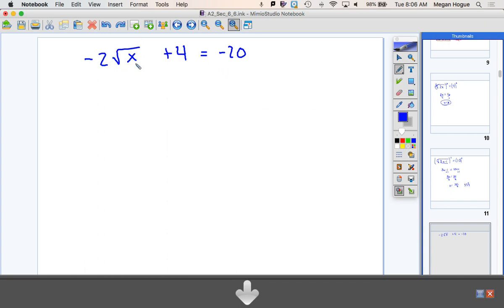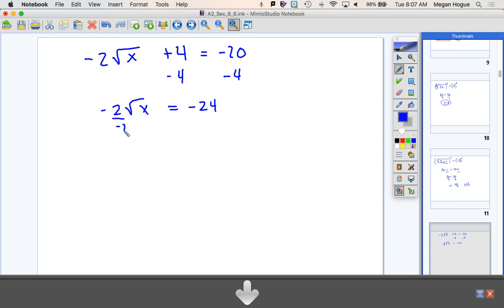Yeah, so just picture this as an x. Don't worry about the radical. We're just solving an equation. So we do the addition and subtraction first usually. So negative 2 square root of x equals negative 24. Eva, what do you want to do next?